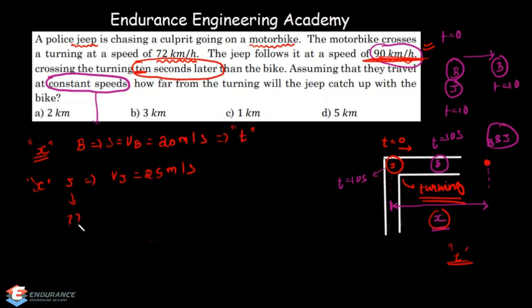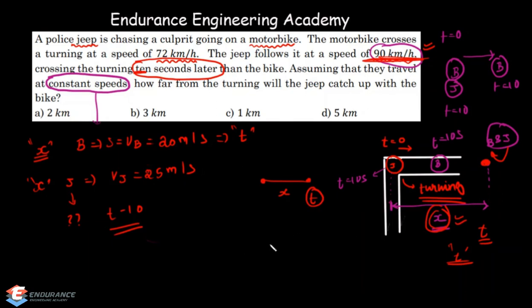What will Jeep take? How much time will Jeep take? Very simple. If bike takes t seconds to cover the distance x, Jeep should take t minus 10 seconds to cover the same distance. Then only they can meet at this point, which means then only Jeep can catch the bike. Let me repeat it. Listen carefully. Let me consider this is the turning. For covering this x distance, it is taking t seconds.